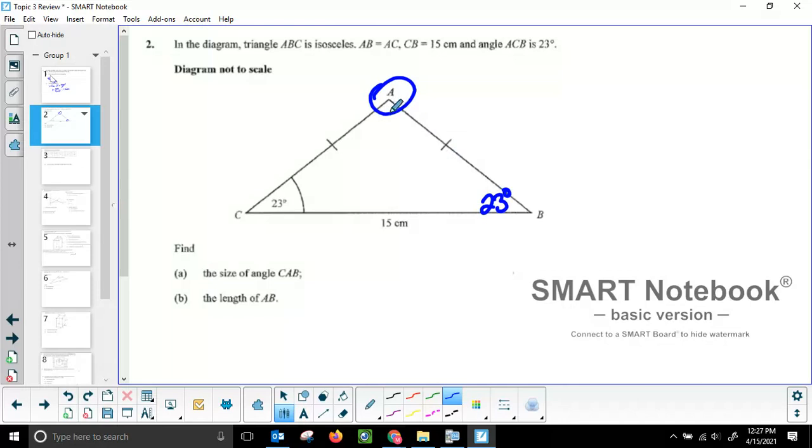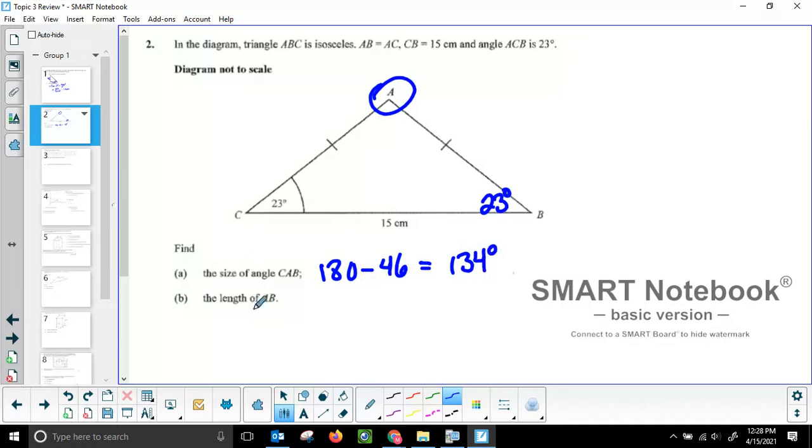Well, now finding angle A is very easy. Of course, all of our angles in a triangle add to 180. 23 and 23 is 46. 180 minus 46 is going to be 134 degrees.